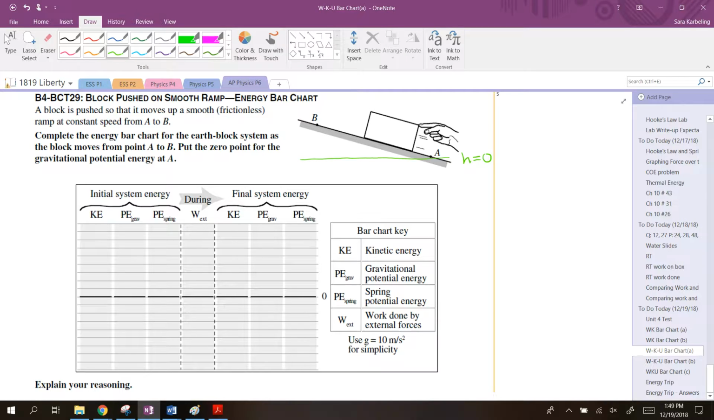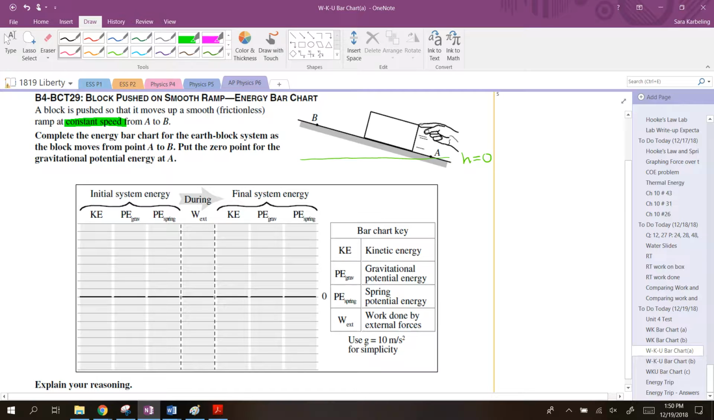Does the Earth block system have kinetic energy at the beginning of the story? It's yes or no. It's one of the two. Somebody give me evidence that it is yes or no. There's the little dashing lines. It's moving. The picture looks like it is. Are there any words up there that tell us that it is? Push. Constant speed. Constant speed means it's moving, right?